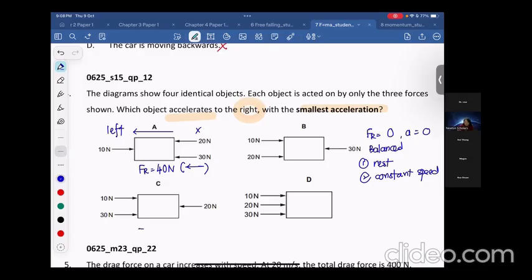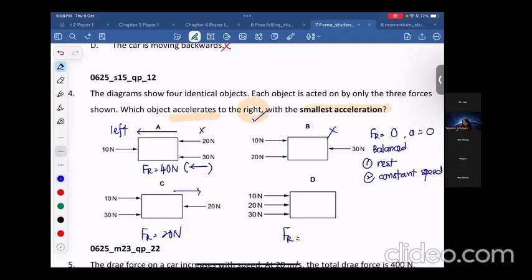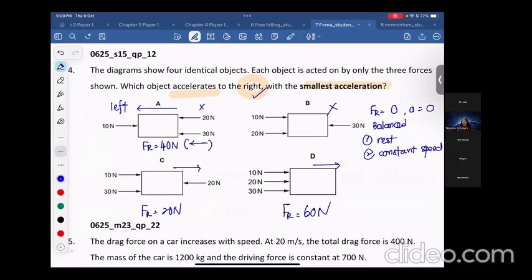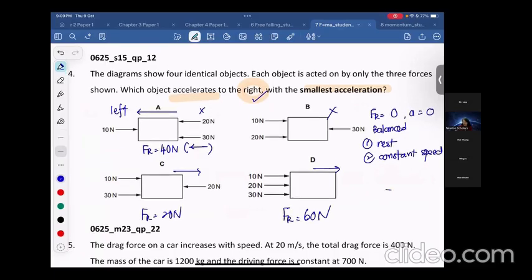Okay, see? Your resultant force will be 40 minus 20, so it will be 20 Newton. Okay, to the right. So it follows to the right. But is it the smallest one? Then we're having a look. This one also wrong already. Okay, D. Resultant force is 60 Newton to the right. So smallest A, which one? 20 Newton and 60 Newton. Which one has a small A? Okay, F equals to ma. You want a small a. This one small. So your net force actually should be small also. Answer will be C.